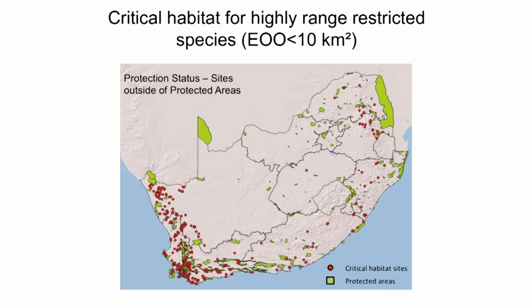So this map now shows where the critical habitat sites are for plant species as compared to where the protected areas are. And you can see we've done this throughout the country, but most of the critical habitat sites are along the west of the country. Alarmingly, 56% of our sites are outside of protected areas for plant species.